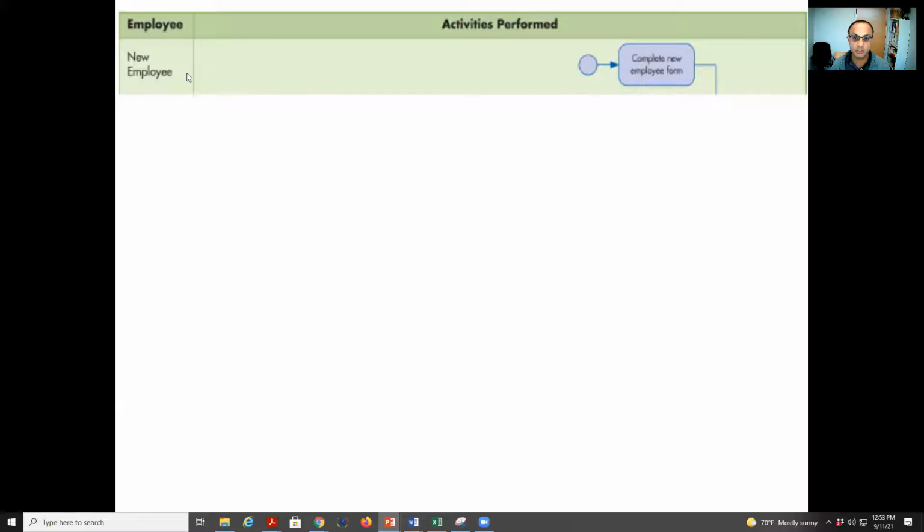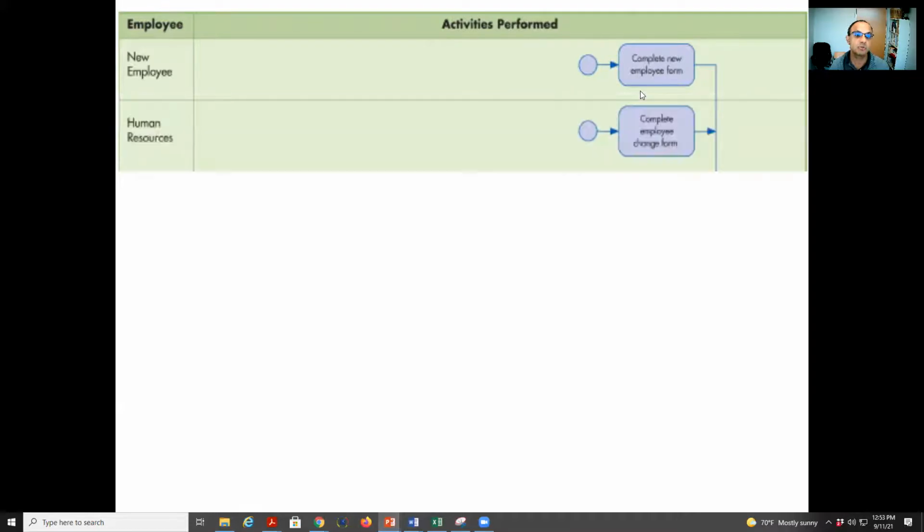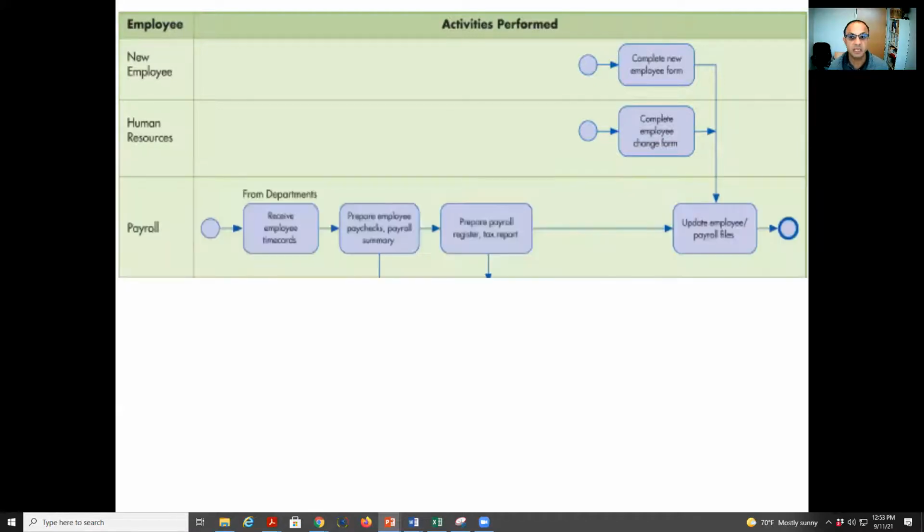First, the new person has to fill out an application, which we call the new employee form. So here, the beginning of the new employee process, completing his or her application, and then it goes to the HR. The HR will start their process by completing all the change forms and including the new employee into their system. Then it goes to the payroll, where we start making the payment for that employee by the end of the week or end of the month.